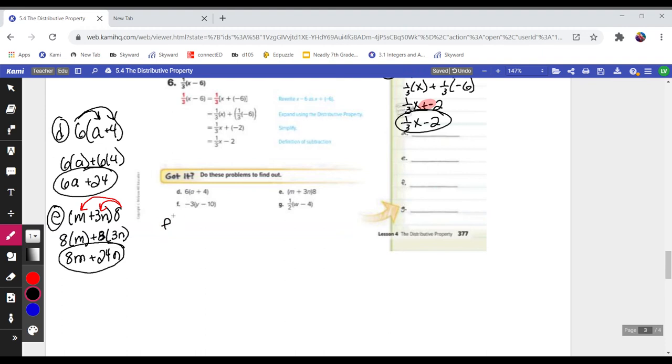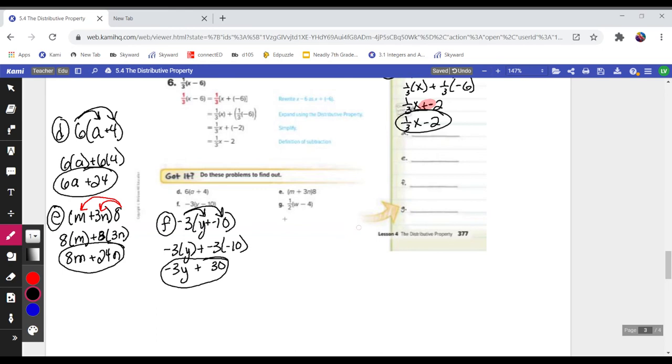Letter F. -3 times quantity y minus 10. Well, instead of saying y minus 10, I'm going to say plus -10. Then I'm going to distribute this -3 to y and -3 to -10. -3 times y plus -3 times -10. -3y plus 3 times 10 is 30. Negative times a negative is a positive. So -3y plus 30.